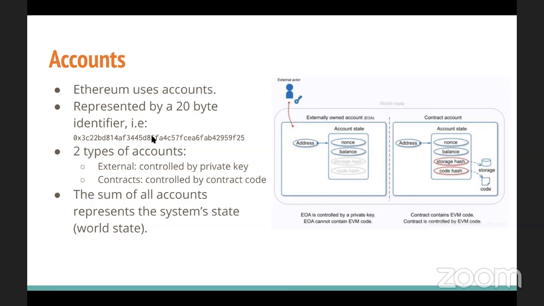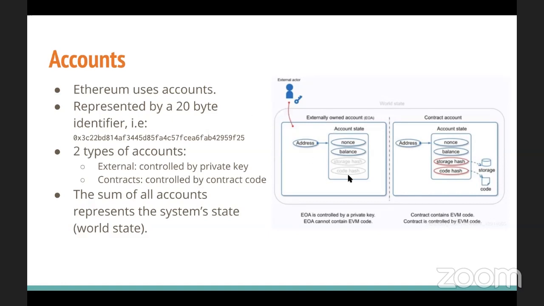And in Ethereum, you have two types of accounts. The first one is an externally owned account, which is controlled by a private key, the one that I previously mentioned. And you also have a contract account, which is what we call a smart contract. It's a program, and it doesn't have a private key.